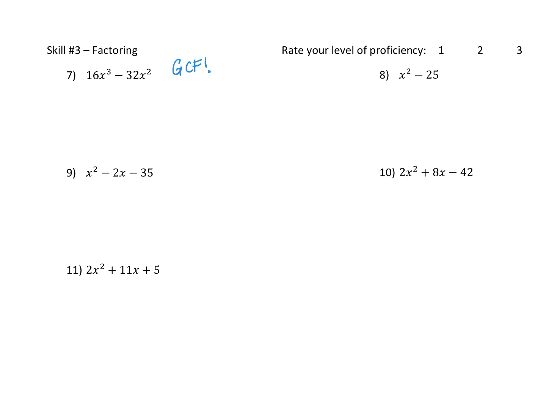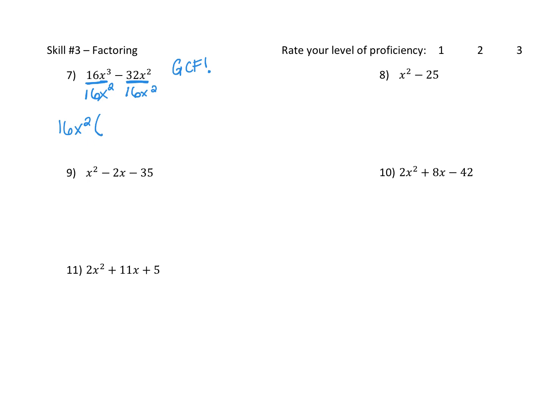And so I want to think about what's the biggest number that divides 16 and 32. And the answer is actually 16. Then I want to look at my variables. I have 3 x's here and 2 x's here. So the most I could take from both would be x squared. So my GCF is going to go in front.